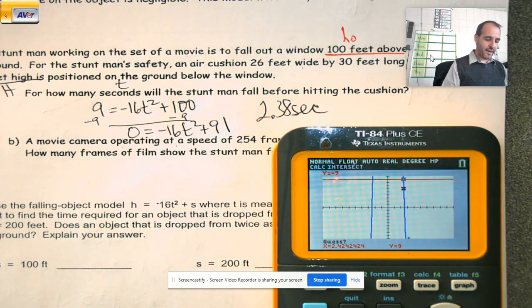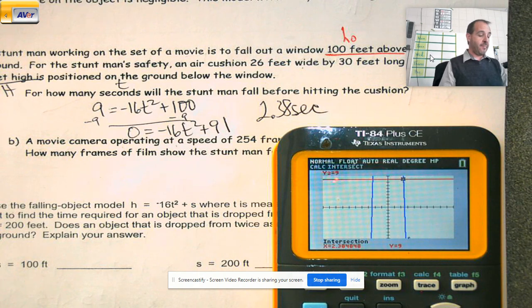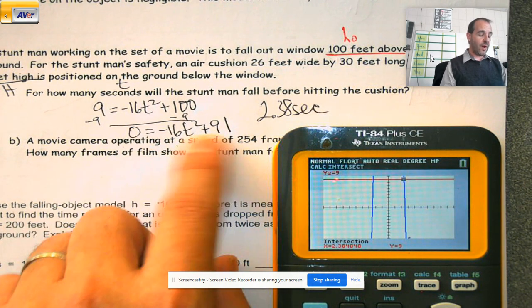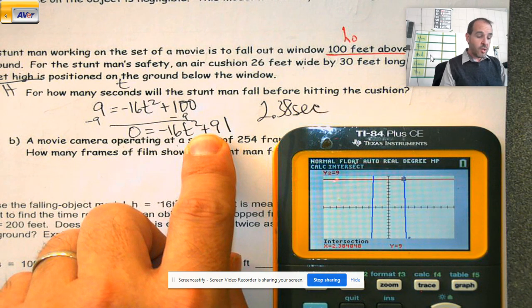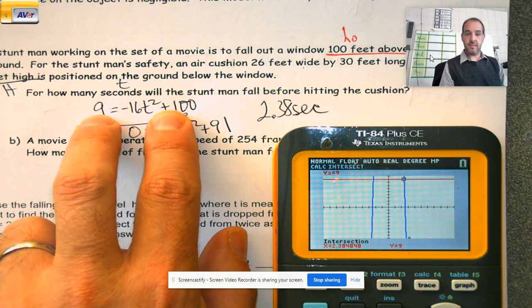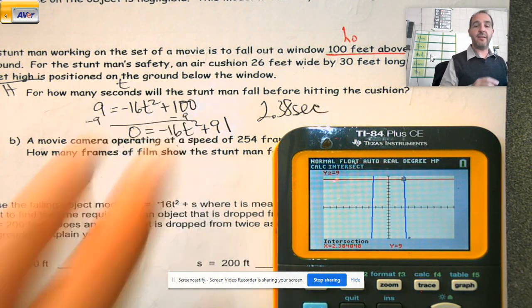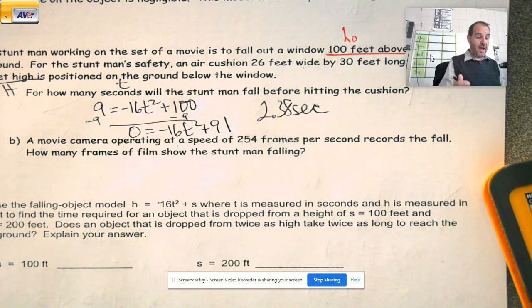Oh, is it going to work? Oh, it does, because the x value is my time. So you can do it either way. You can either get everything on the squared side and find the x-intercept, or you can keep it as 2 separate equations and find the intersection, okay? You have options. One last piece to this.